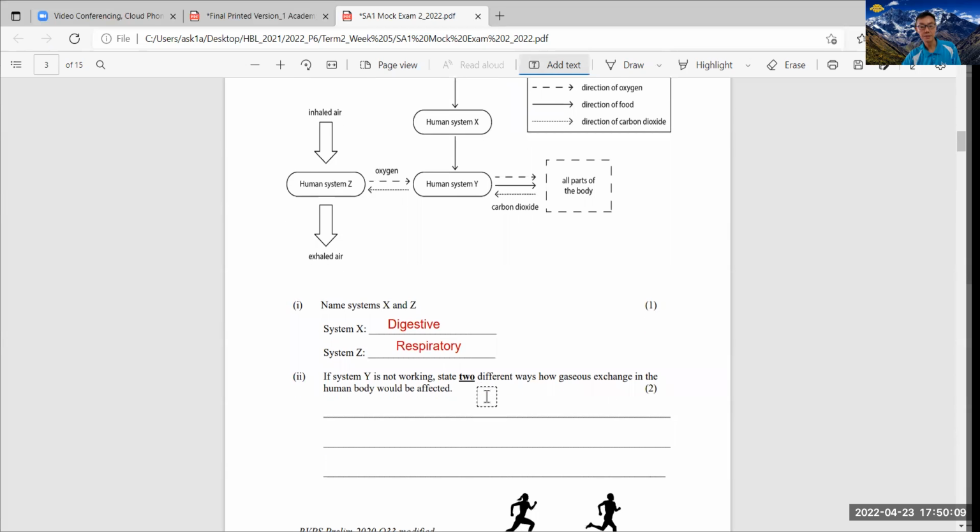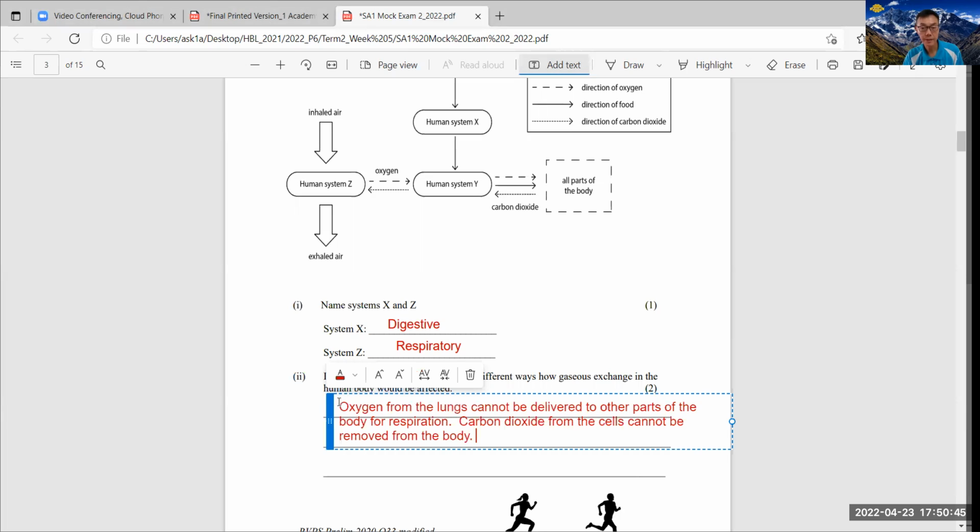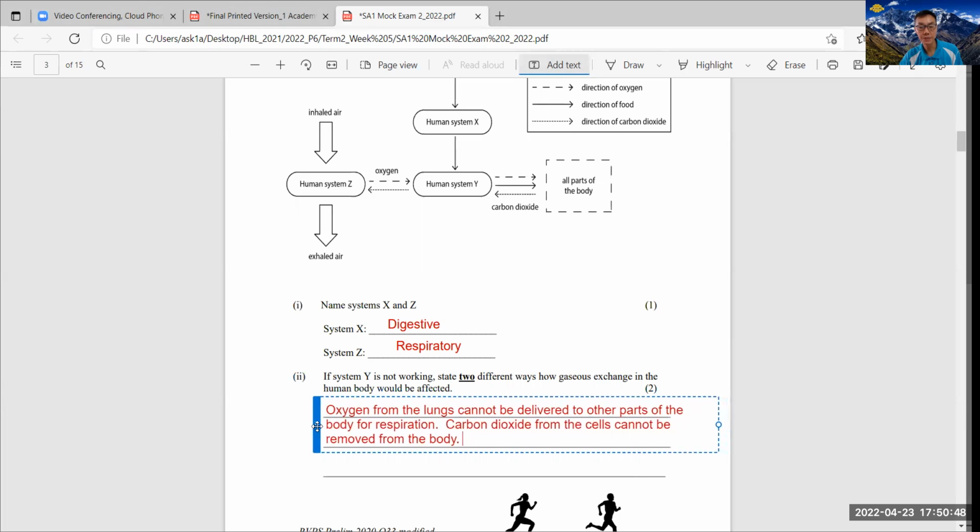So these two answers. Okay, now part two, they say if system Y is not working, state two different ways how gaseous exchange in the human body will be affected. So system Y is the circulatory system. Okay, so if the circulatory system is not working, how is gaseous exchange affected? So you should mention oxygen from the lungs cannot be delivered to other parts of the body for respiration, and carbon dioxide from the cells cannot be removed from the body. Okay, so this will be the answer for this part.